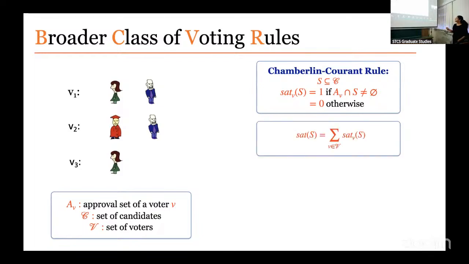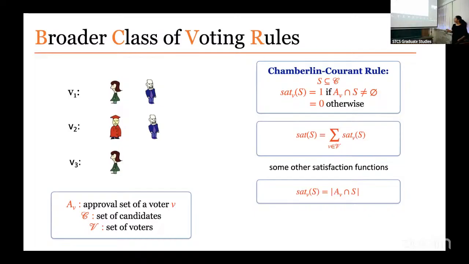Now, overall satisfaction, we are talking about the summation version. Utilitarian, we can also call it. So this is the total satisfaction of the voters. We can define more satisfaction rules. For example, one could be that satisfaction is the number of approved candidates in the committee. You may see that this is the same as the multi-coverage problem. The number of times you cover an element, you count it in the score.